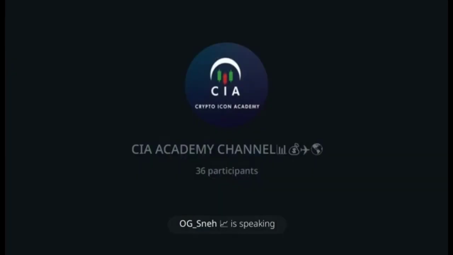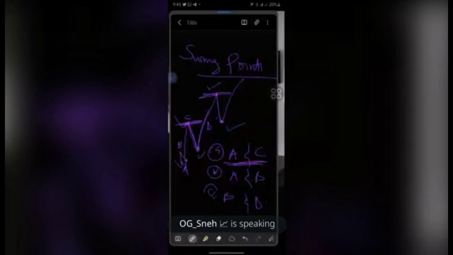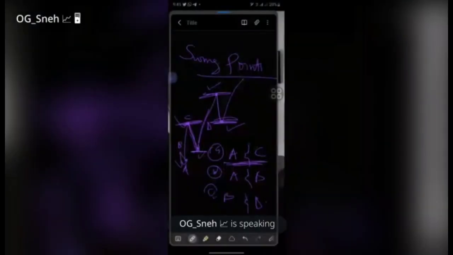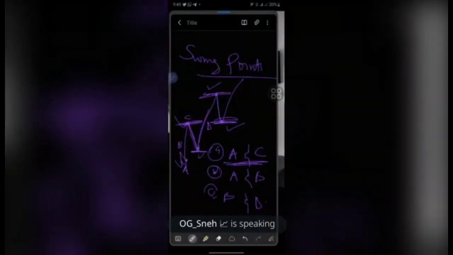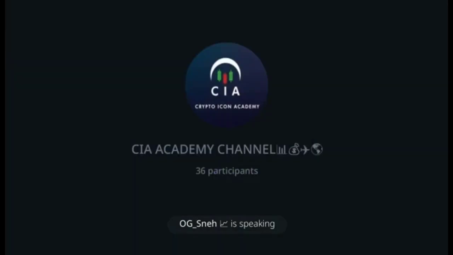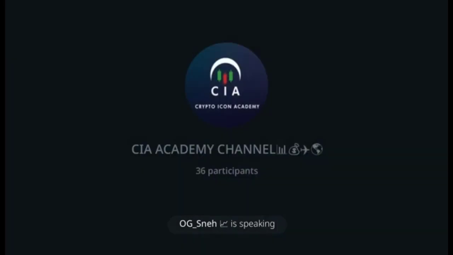These are swing points. You understand? So before you can draw your Fibonacci retracement, whether you are drawing for uptrend or downtrend, it's important you understand what swing point is. And we draw the Fibonacci retracement by placing our Fibonacci tool on the swing points.